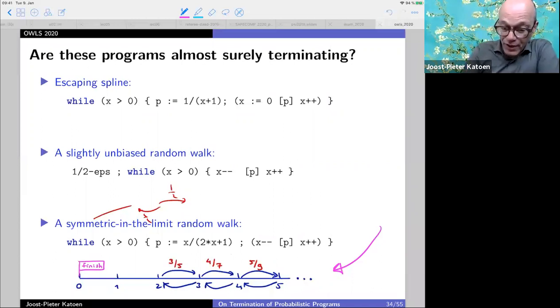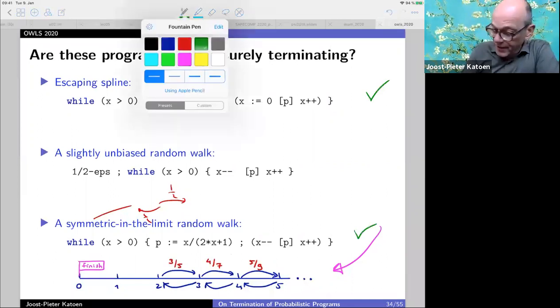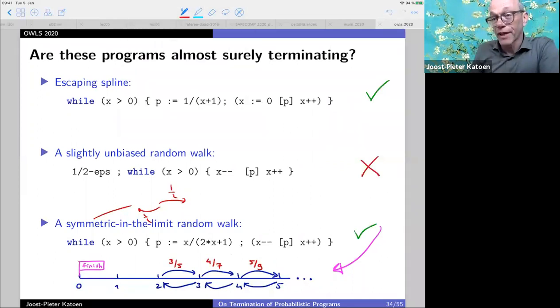Good. What we are going to see is that the first is almost surely terminating, the second is almost surely terminating, and the third is not almost surely terminating.